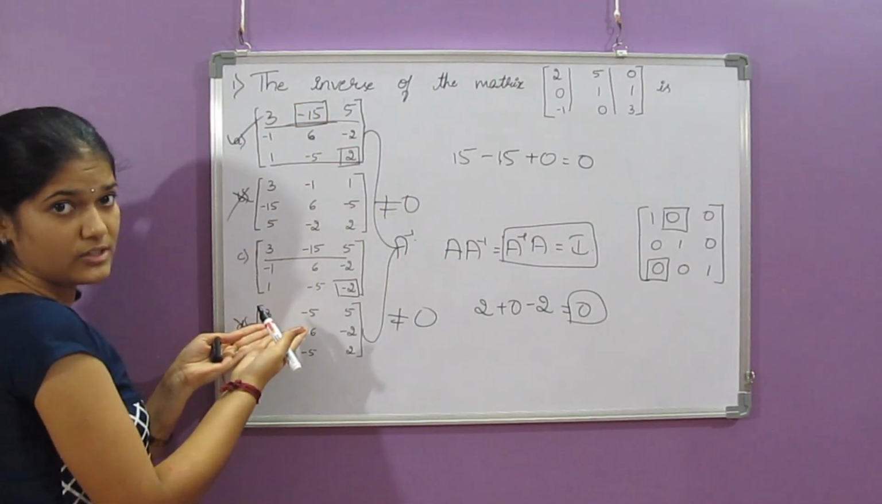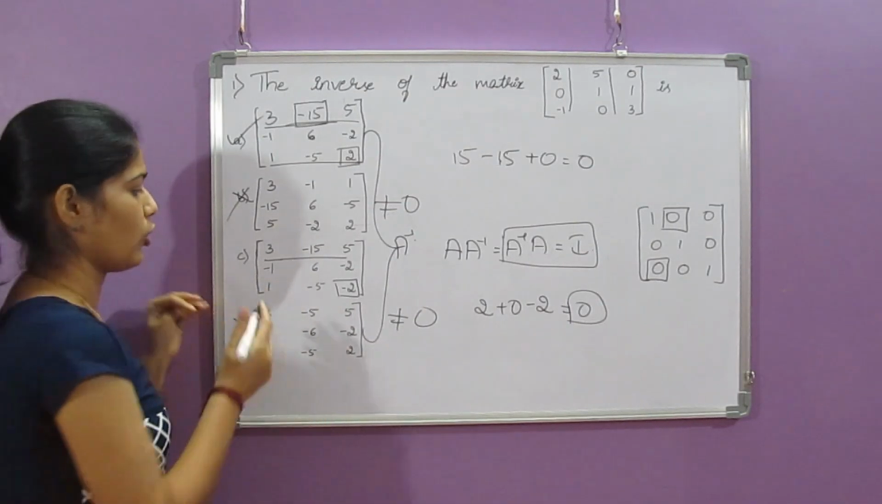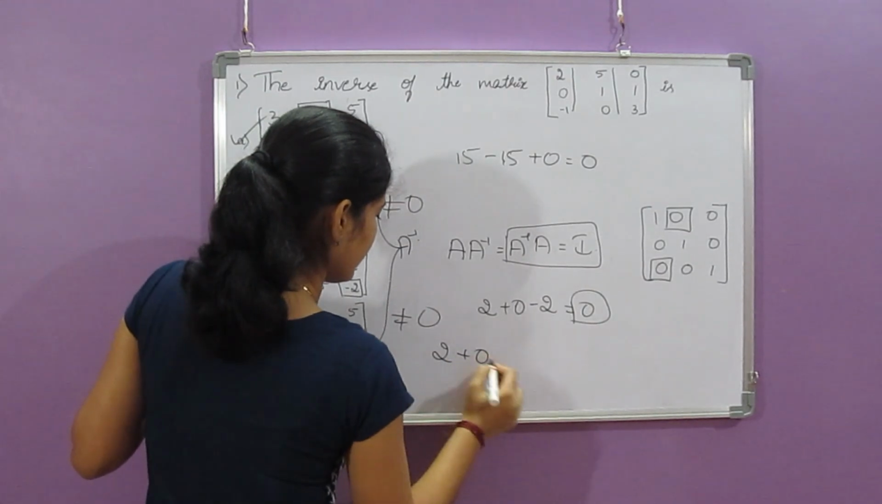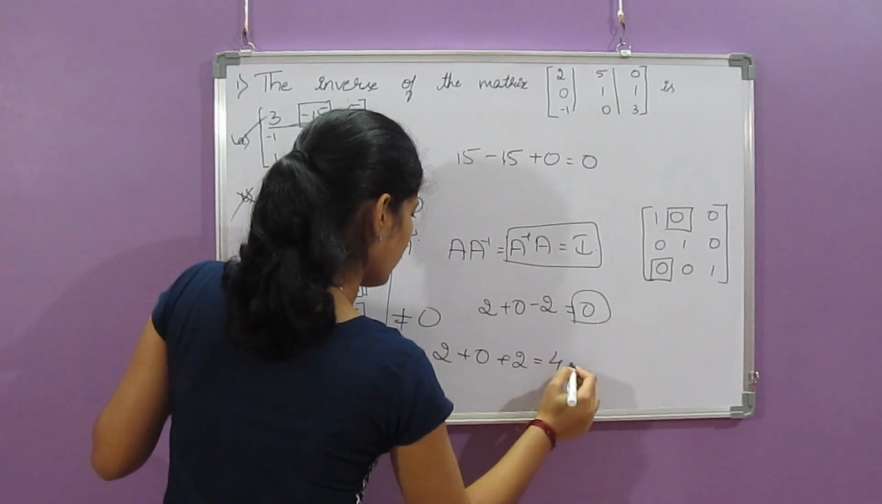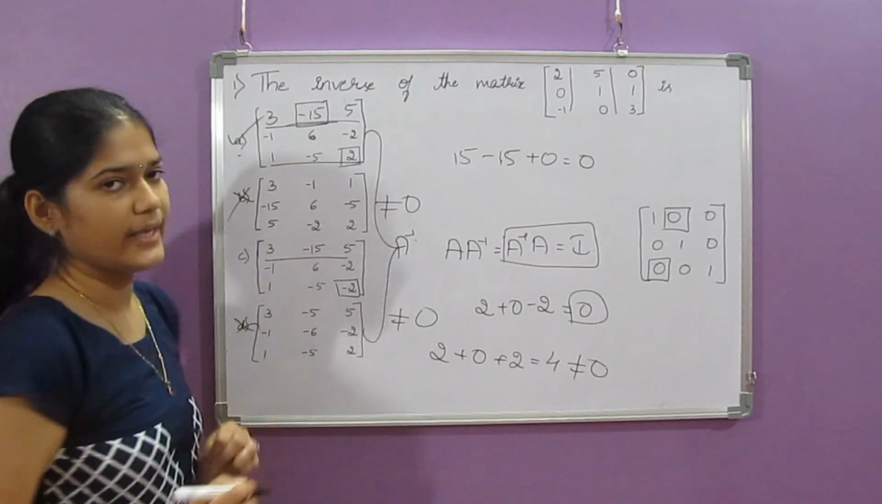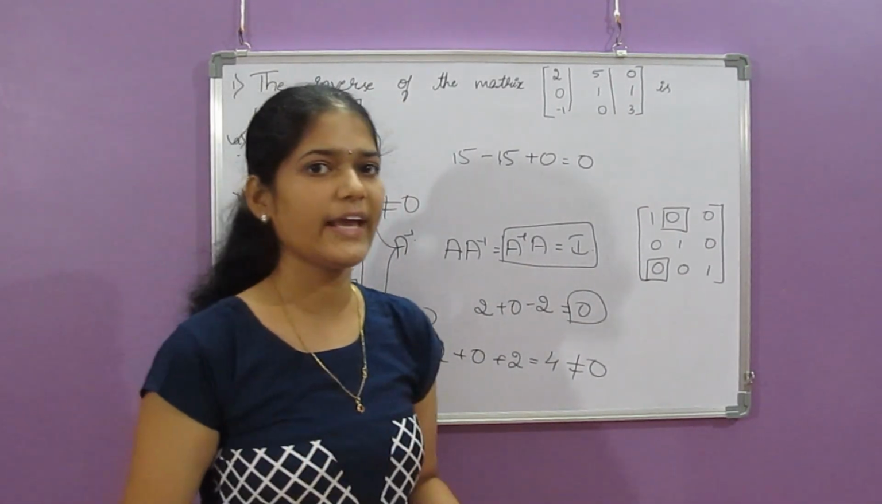You can check for this option. Here you won't get 0. It will be observed here. It will be 2 plus 0 plus 2. That will be 4 and it is not equal to 0. So the correct option is A. Now let's move on to the next problem.